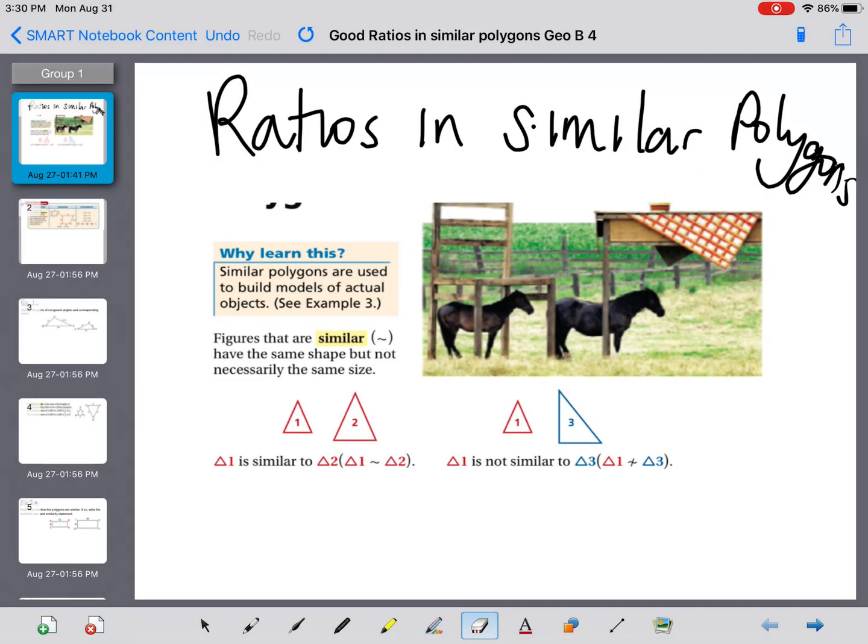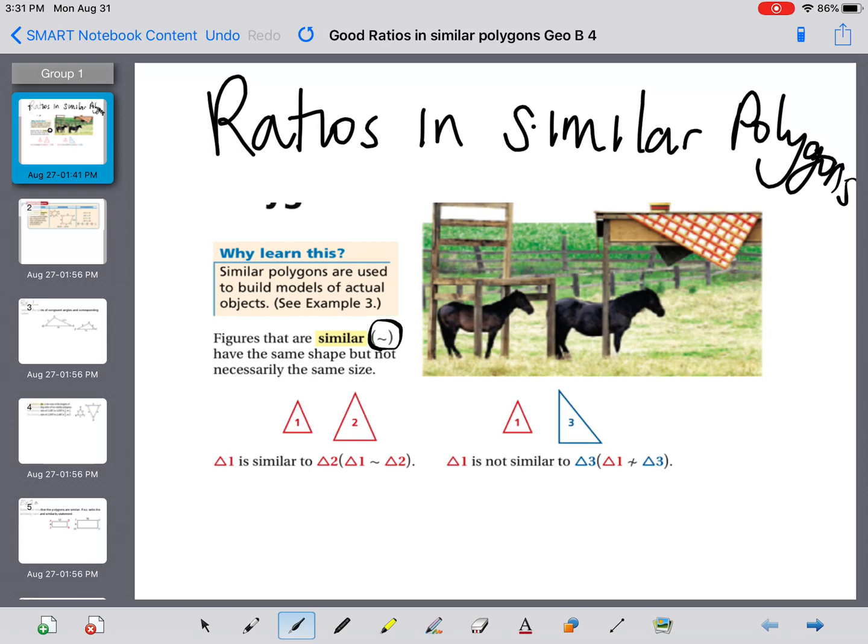Welcome to this lesson where we are going to talk about ratios in similar polygons. Figures that are similar, this little squiggly line represents the symbol for similar, are figures that have the same shape but not necessarily the same size.